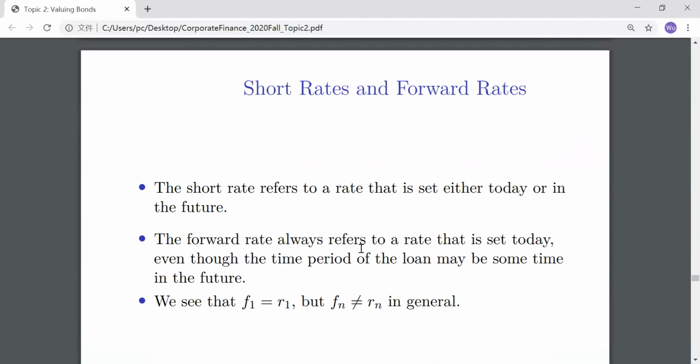So this slide tells you the difference between a short rate and a forward rate. The short rate refers to a rate that is set either today or in the future, and this is a realized rate.